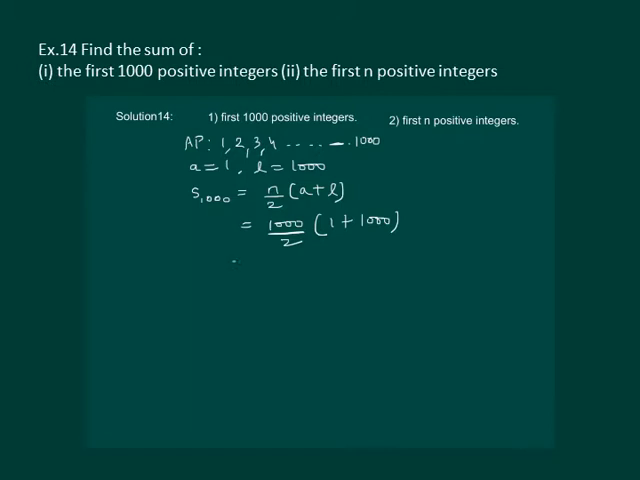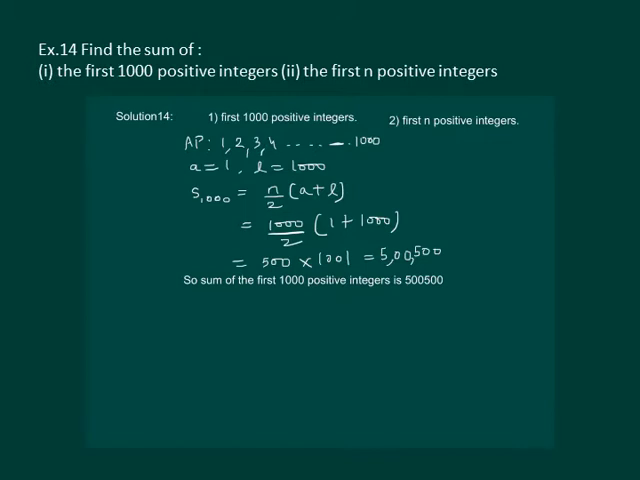On solving, we will get 500 into 1001, which is equal to 500500.